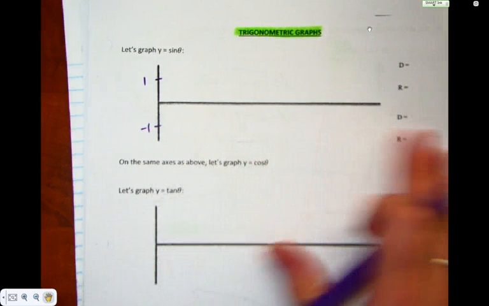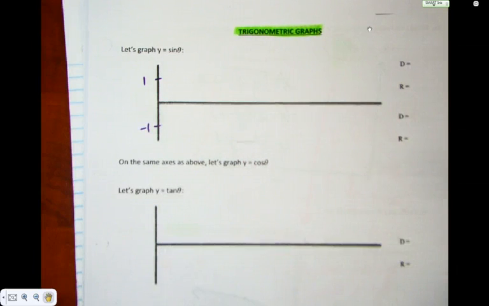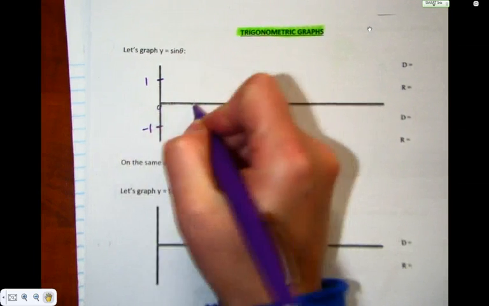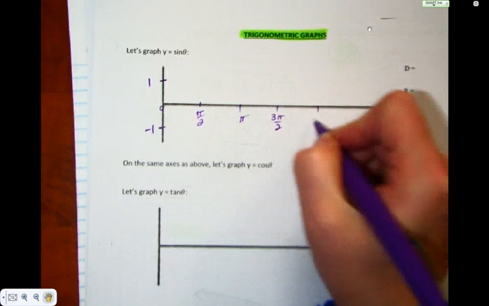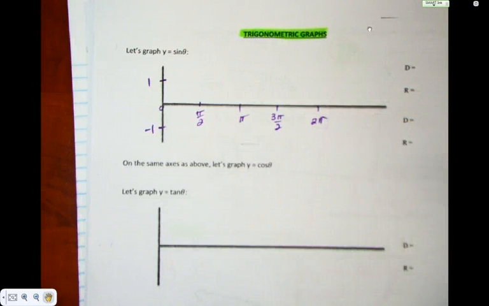Now our units on the x-axis aren't going to be 1, 2, 3, 4 like a normal graph. What we're going to use is 0, pi on 2, pi, 3 pi on 2, and 2 pi. And why are those going to be our x-coordinates? Because those are the axes around the circle.